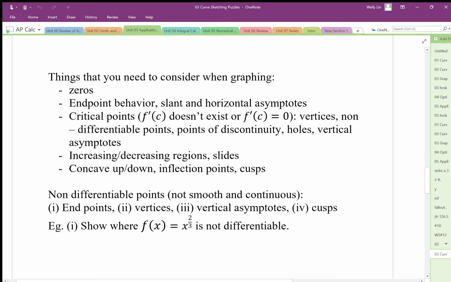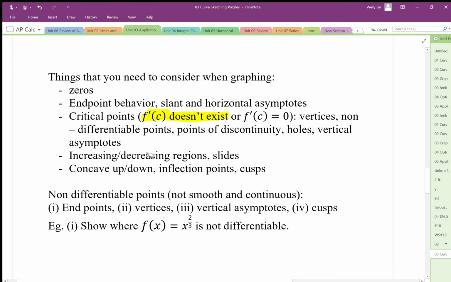So we also need to look at critical points. The ones that are easiest to identify are when the slope is equal to 0. These would be potential max or min points, but where the f prime doesn't exist is also very important. I'm going to highlight that, because where the f prime doesn't exist, we have to be aware that it's a critical point, and we have to test slopes across that point. These could be vertices, non-differentiable points, or points of discontinuity. We can have holes, and vertical asymptotes exist as well. We have to be careful of all those issues when we're graphing.